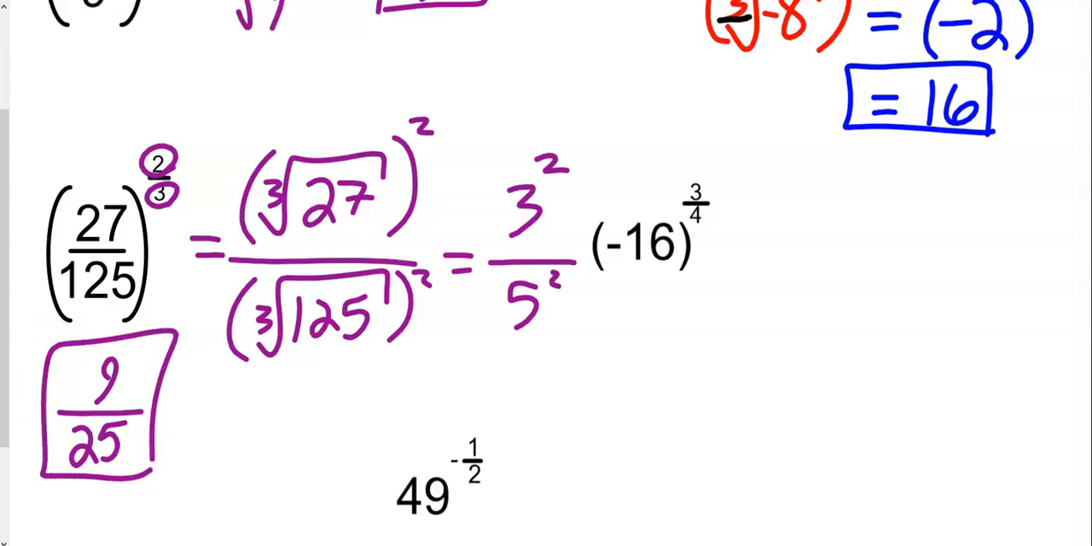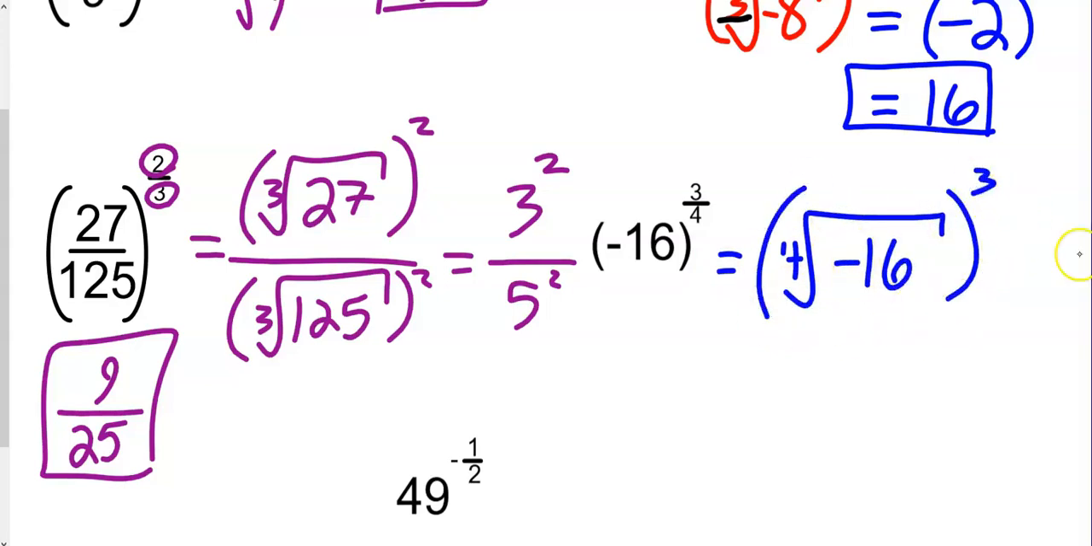Okay? Coming over here to this guy. Notice again, this negative is in the parentheses, so that means it's all together. If there were no parentheses, that means it would be a -1 times 16 to the 3/4. But we have parentheses, so that's all together. So here's what we're looking at. We're looking at the 4th root of -16 raised to the 3rd power.